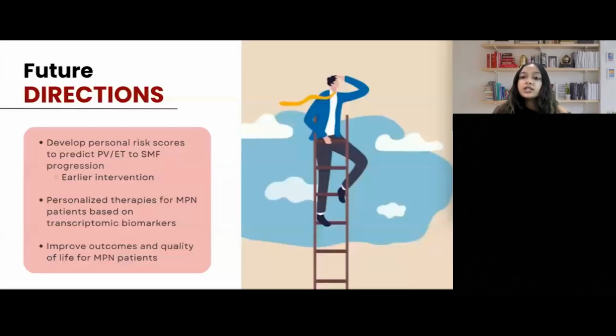Looking ahead, this research could help develop personal risk scores to predict progression of early-stage myeloproliferative neoplasms like polycythemia vera and essential thrombocythemia to later-stage MPNs such as secondary myelofibrosis. This would help precipitate earlier intervention and design personalized therapies based on transcriptomic biomarkers, which would ultimately improve quality of life and outcomes for MPN patients.